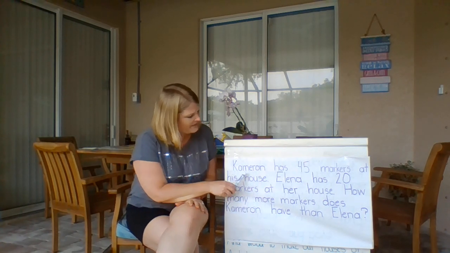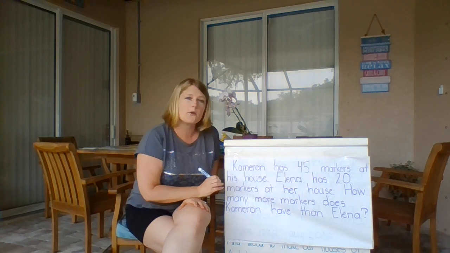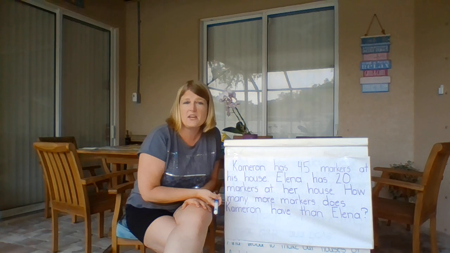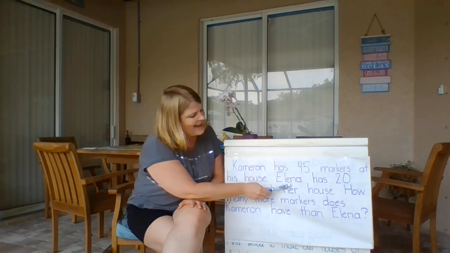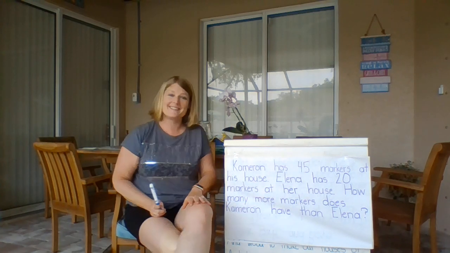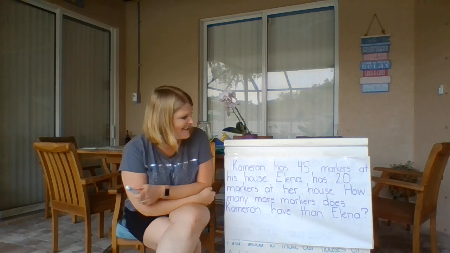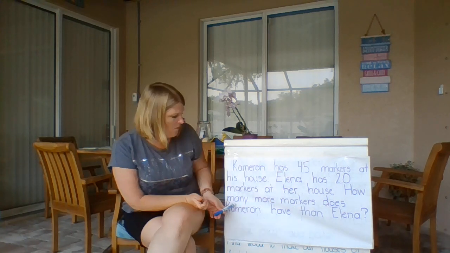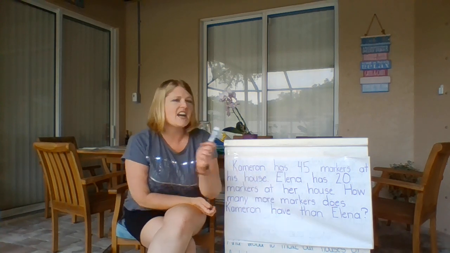Here we go. Cameron has 45 markers at his house. How many markers does Cameron have at his house? Yep, 45. Okay. Elena has 20 markers at her house. How many does Elena have? She has 20 at her house. That's right. How many more markers does Cameron have than Elena?